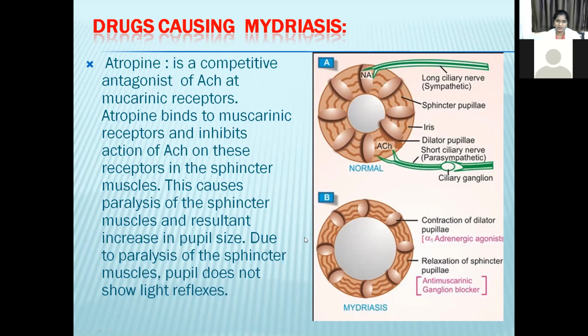So this passive mydriasis, how will it happen? This is atropine. It paralyses the sphincter muscles. So the pupil does not show light reflex also, because it blocks the M3 receptors.